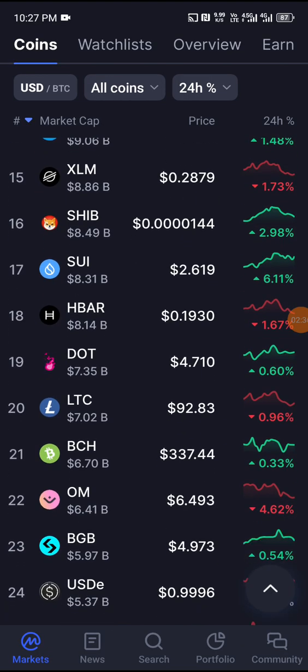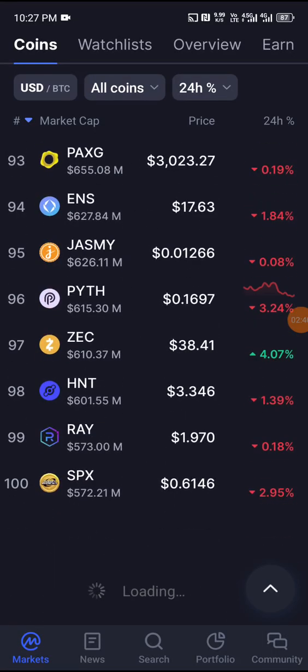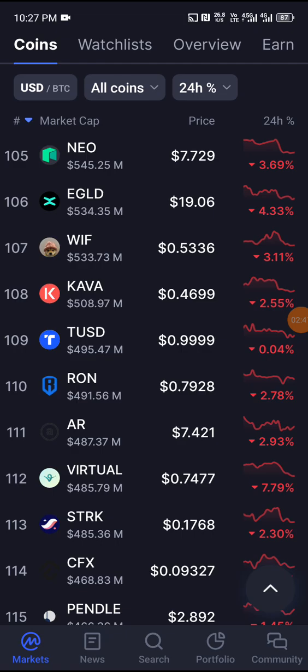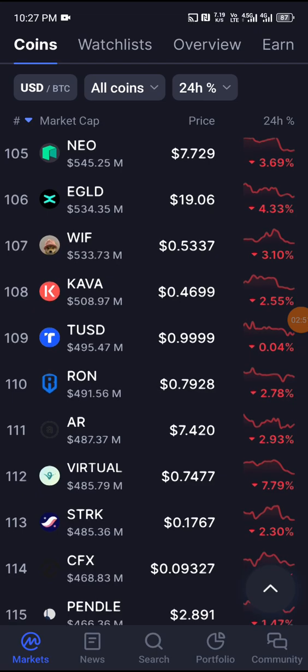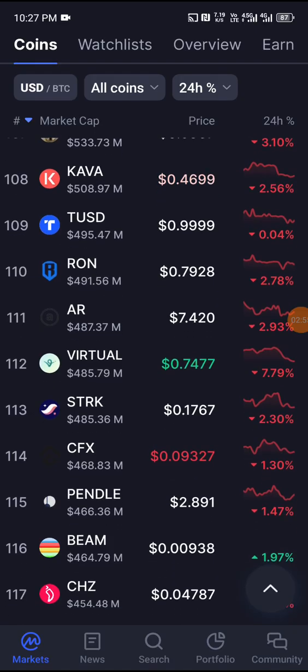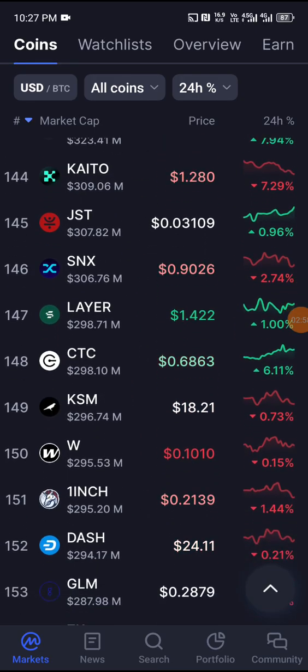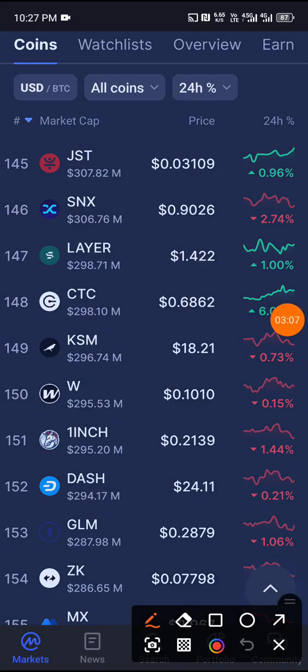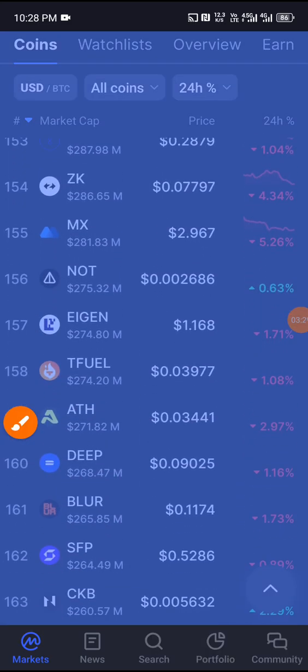So let's roll down. HBA, LTC, okay. You can look for something of this very nature. We have TUSD, we have RON, we have AR, we have Virtual. So let's still keep checking for the ones that have a very low market cap. We can see here we have a layer. It has a low market cap, but it's over 298 million. CTC also, same thing. KSM, okay. You can see this one also, but still, let's keep checking. We'll see something that is lower than this, I think.